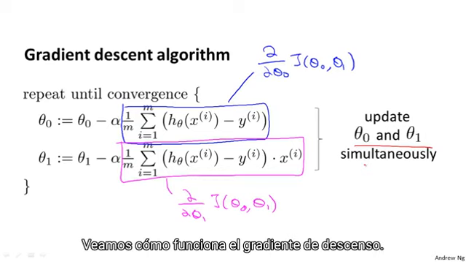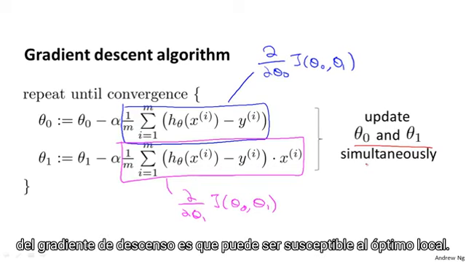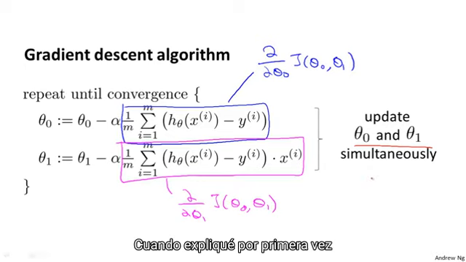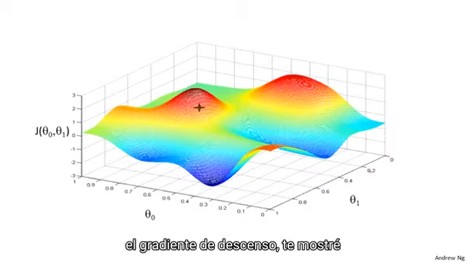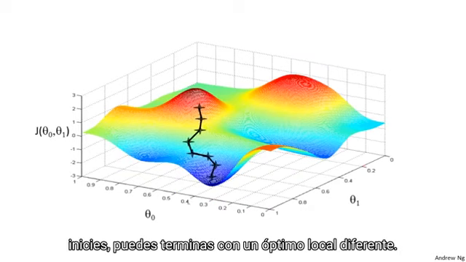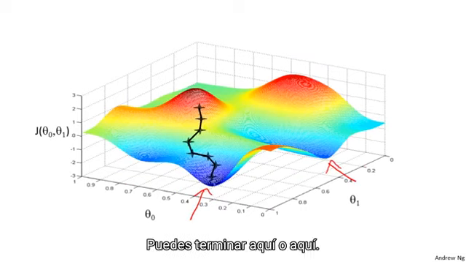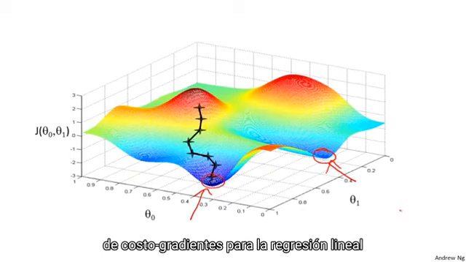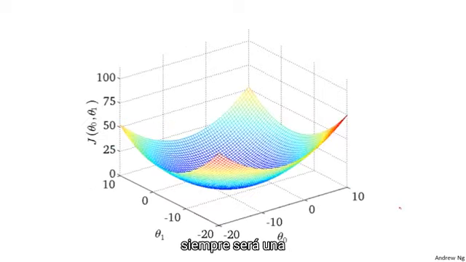So let's see how gradient descent works. One of the issues we saw with gradient descent is that it can be susceptible to local optima. So when I first explained gradient descent, I showed you this picture of it going downhill on the surface, and we saw how, depending on where you initialize it, you can end up at different local optima. You wind up here or here. But it turns out that the cost function for linear regression is always going to be a bow-shaped function like this. The technical term for this is that this is called a convex function.